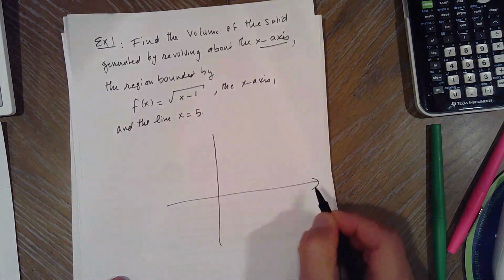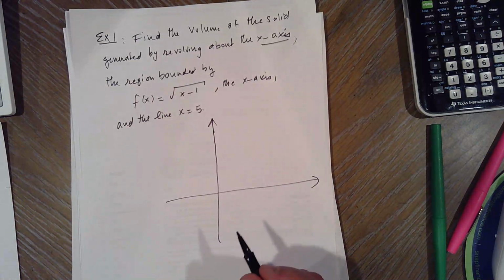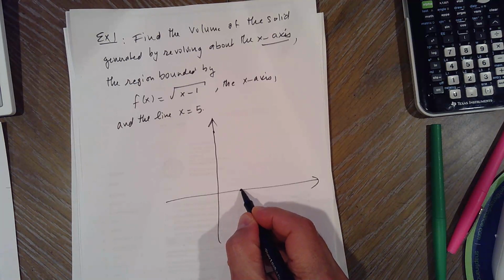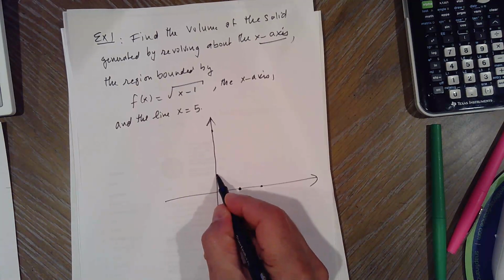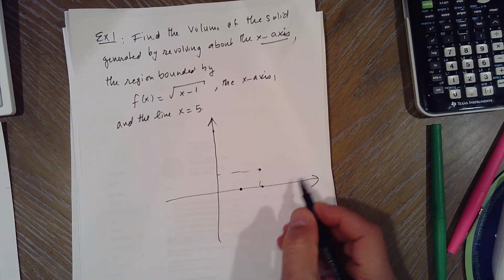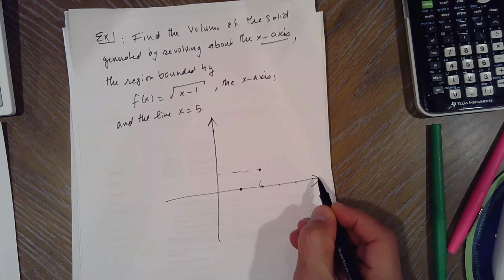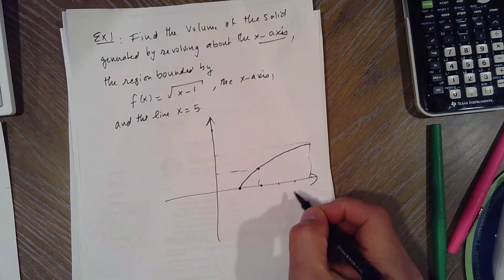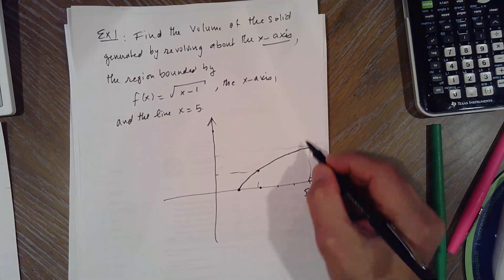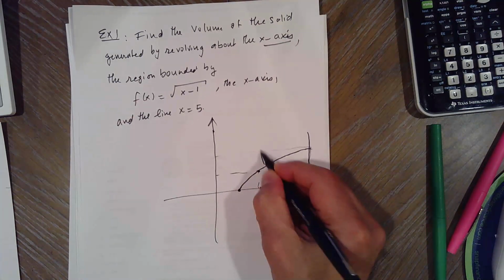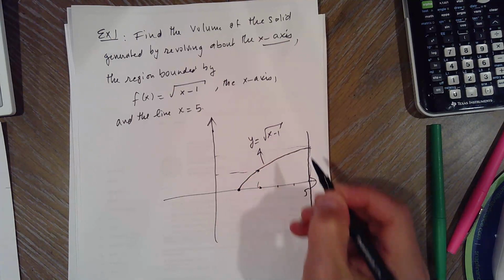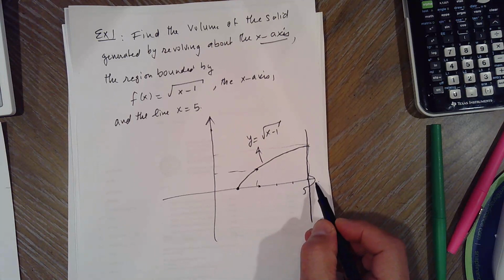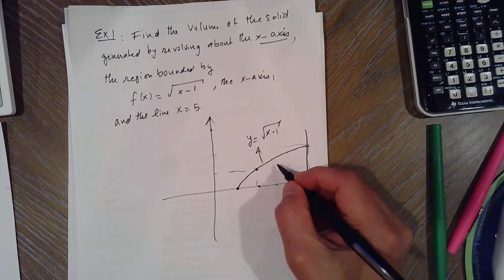So you have to draw a three-dimensional, although I did in the notes, but you don't have to. Y equals square root of x minus 1, so at x equals 1 it's 0, at x equals 2 it's 1, at x equals 5 it's 2, so this is x equals 5, this is y equals square root of x minus 1. So we want the area between this graph, the x-axis, and the line x equals 5, and revolving.